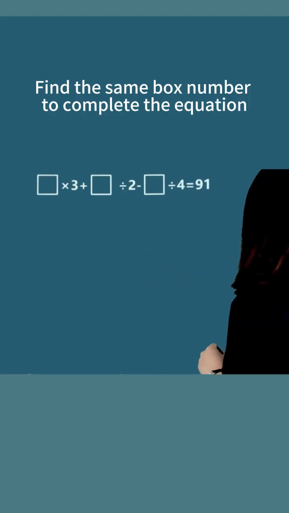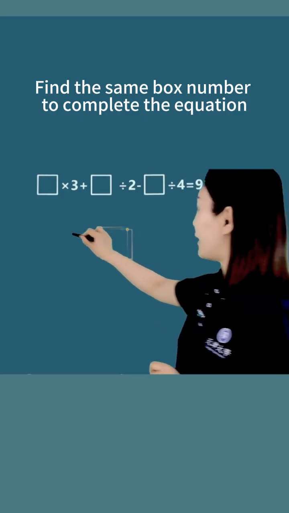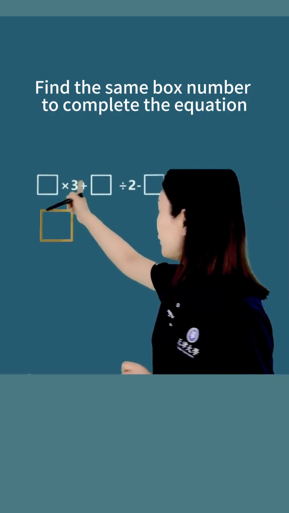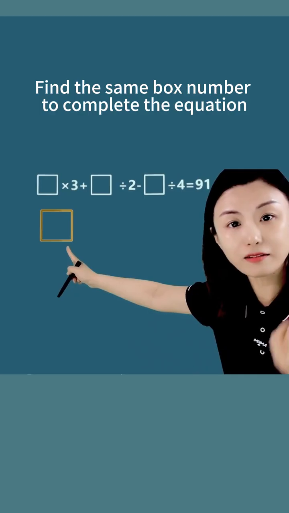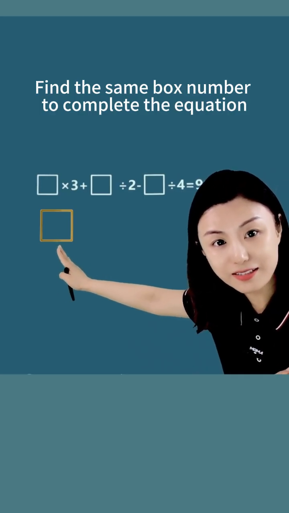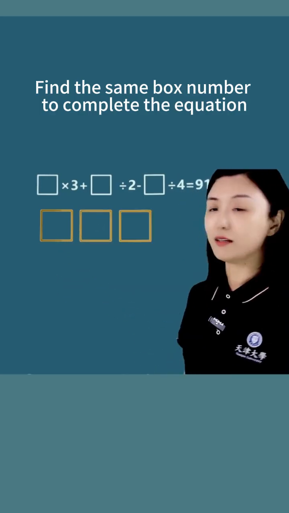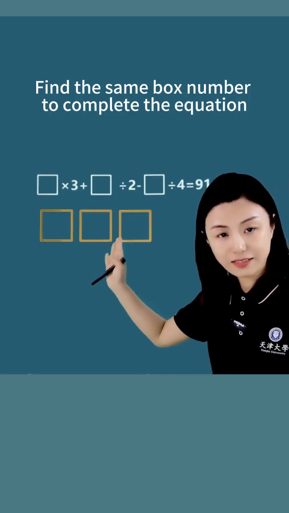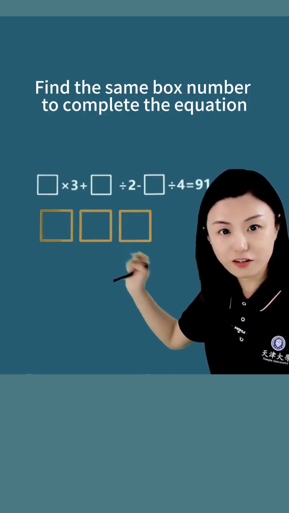Come on, let's use a diagram to express this. First, let's draw this box. Box times 3 means you have 3 such boxes added together. So you need to draw 3 of them. All right? 3 such boxes added together is box times 3, no problem, right?